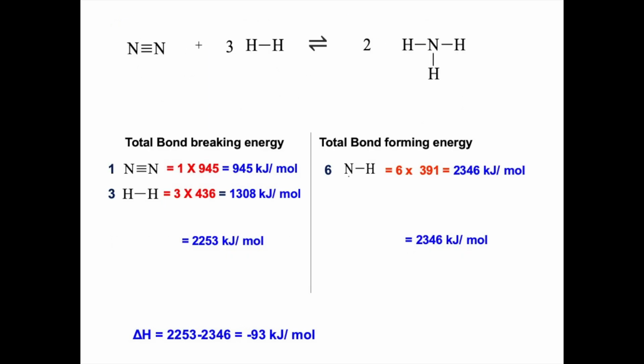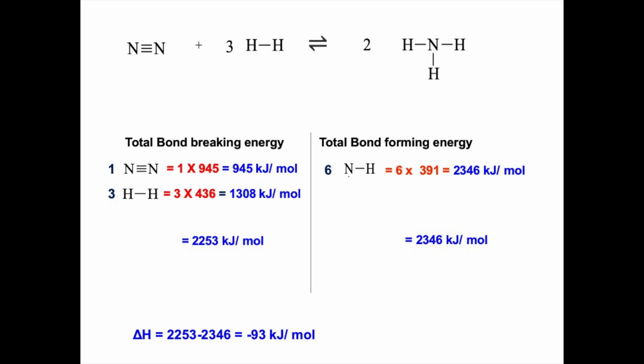So here's the solution to question 1. The bond breaking energy is 945. That's the energy required to break a triple bond nitrogen, added to 1308, which is 3 lots of 436, because remember 436 was the energy required to break a HH bond, and you've got 3 of them, so that's why it's 1308. Add them together, it's 2253 kilojoules per mole.